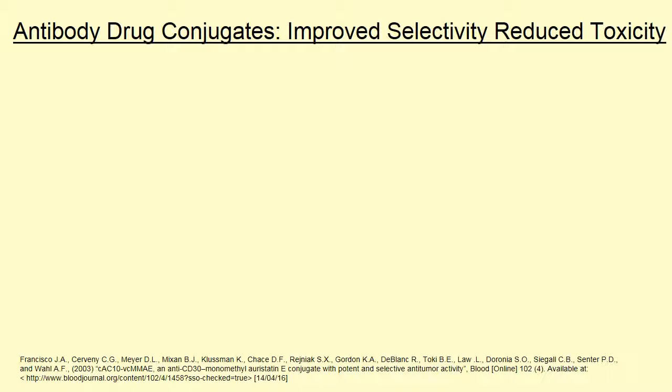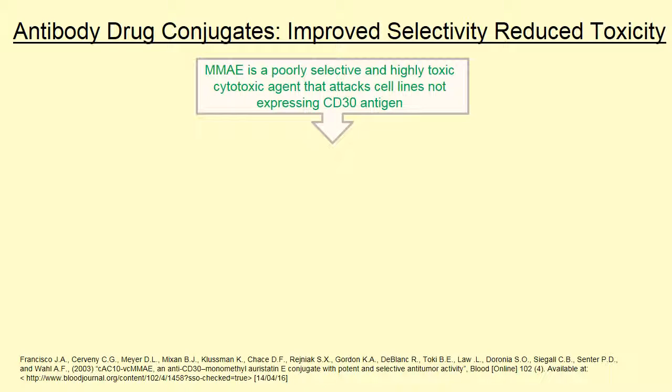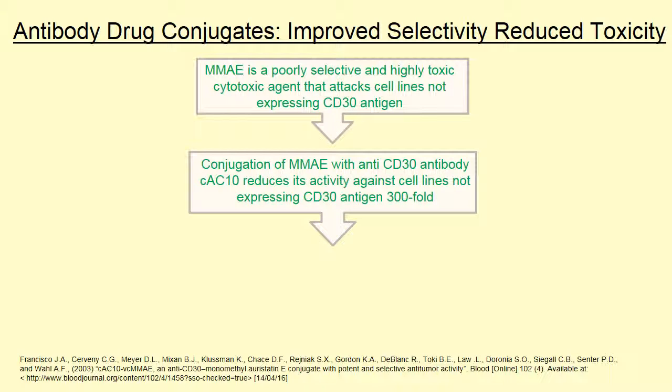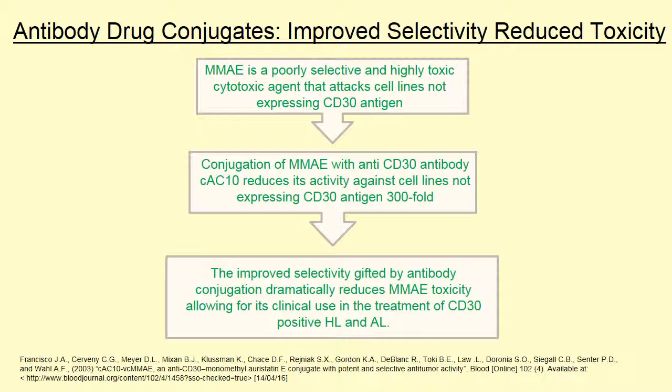Antibody-drug conjugates improve selectivity and reduce toxicity. MMAE is a poorly selective and highly toxic cytotoxic agent that attacks cell lines not expressing CD30 antigen and is banned from clinical use. After conjugation with anti-CD30 antibody, however, MMAE activity against cell lines not expressing CD30 antigen is reduced 300-fold, and its toxicity reaches tolerable levels as a result of this improved selectivity.